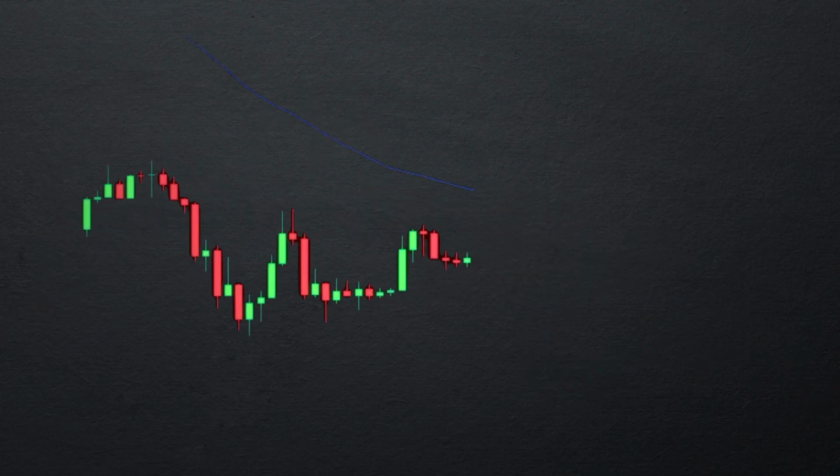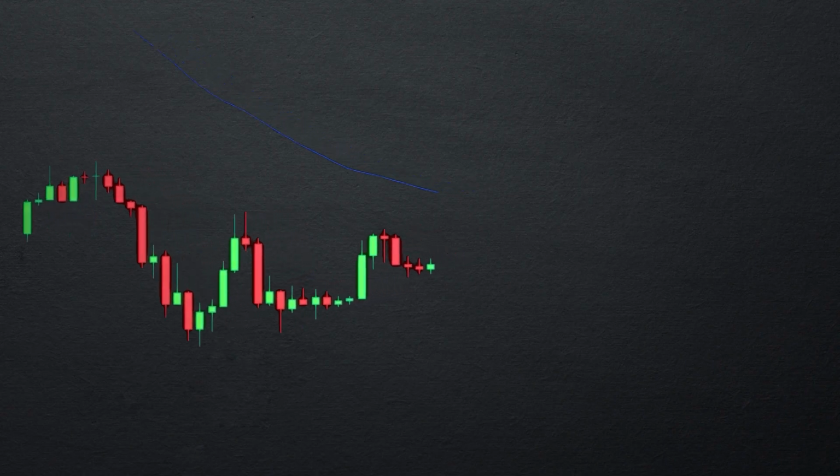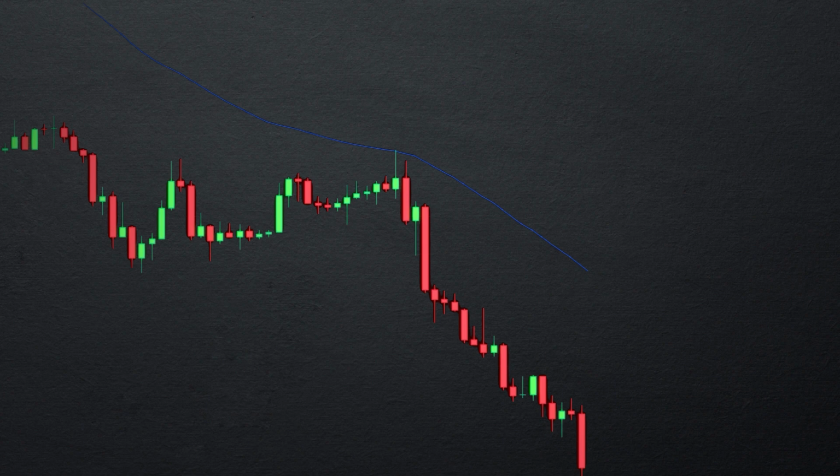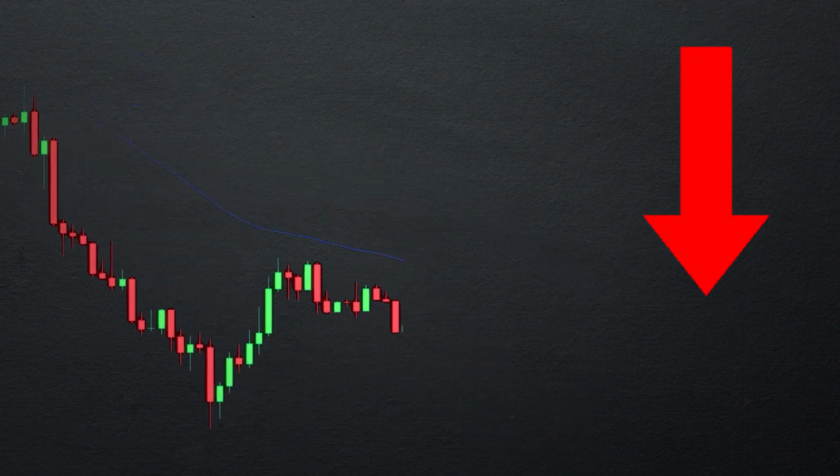Similarly, in a downtrend, the MA acts like a ceiling of resistance. It can signal excellent selling points whenever the price rebounds, touches the ceiling, and gets pushed back down.